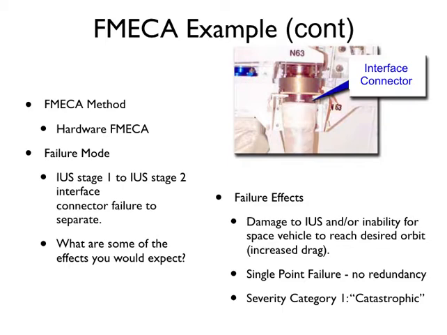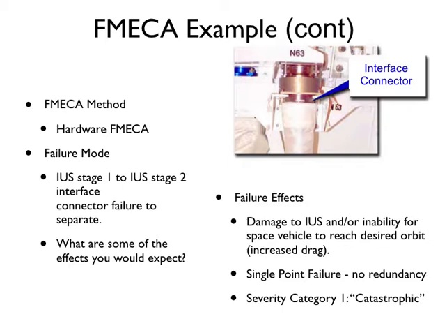And this is actually interesting because it's not one of your traditional failure modes that you would typically find in an FMD style document. This is more that functional approach, right? Looking at what's the function of the connector and just saying it doesn't happen. And the effects of that failure are damage to the IUS and/or inability for the space vehicle to reach the desired orbit, right? So it essentially increases the drag.